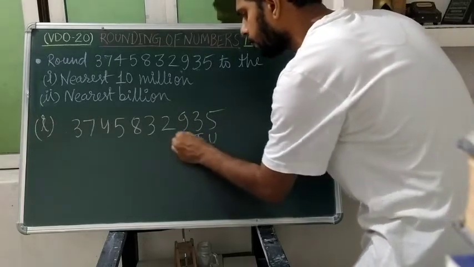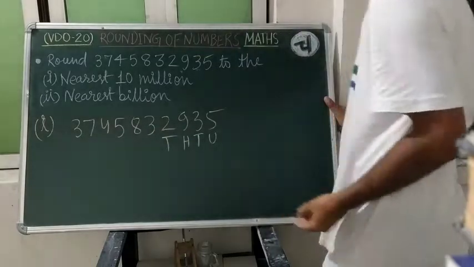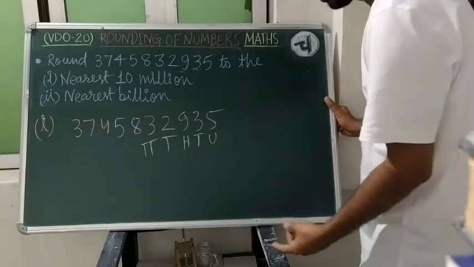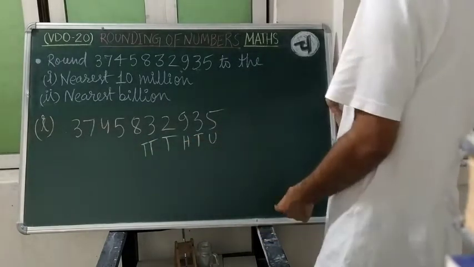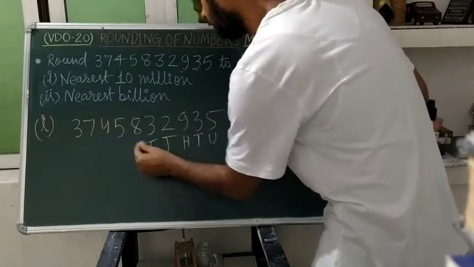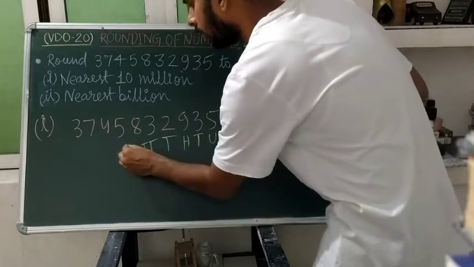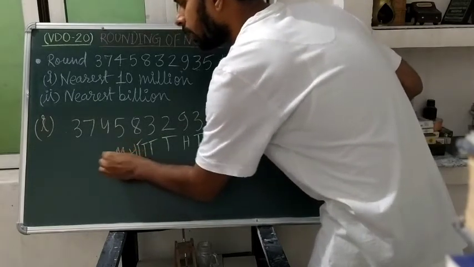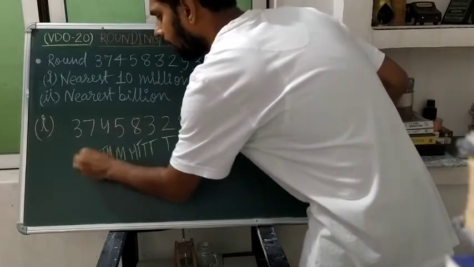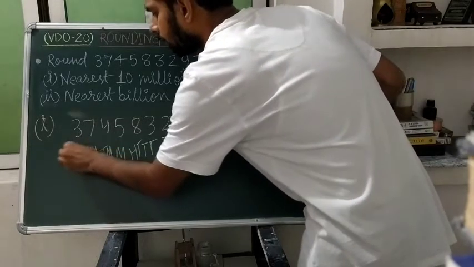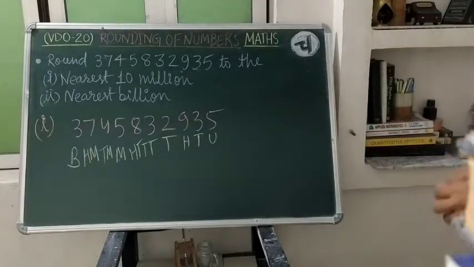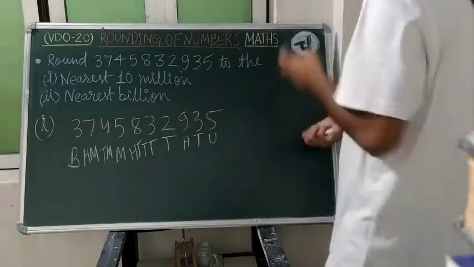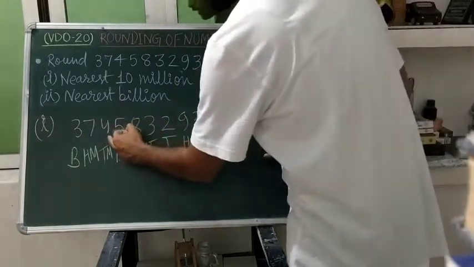So unit, 10, 100, 1000, 10,000. Look student, million and billion come in the international system. So we will read the international system here, and after 10,000 what will come? 100,000 will come here. Thereafter million, 10 million and 100 million will come, and then after here we will have billion. So we want to round up to the 10 million.